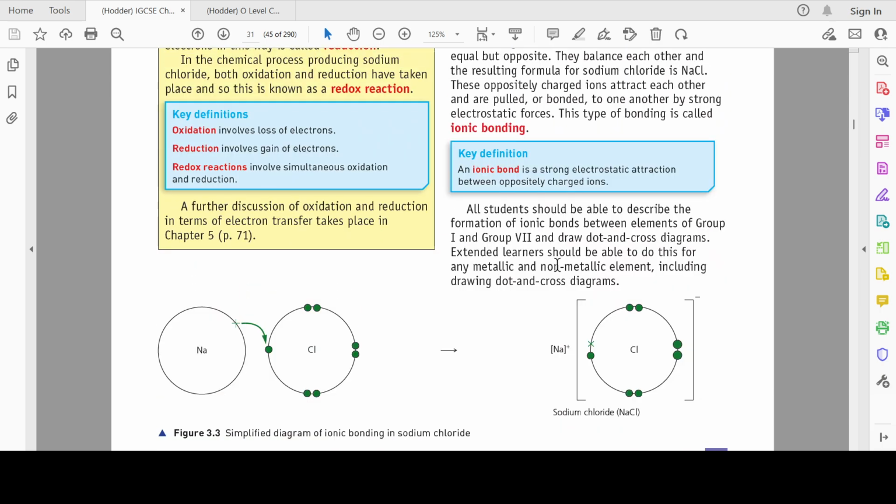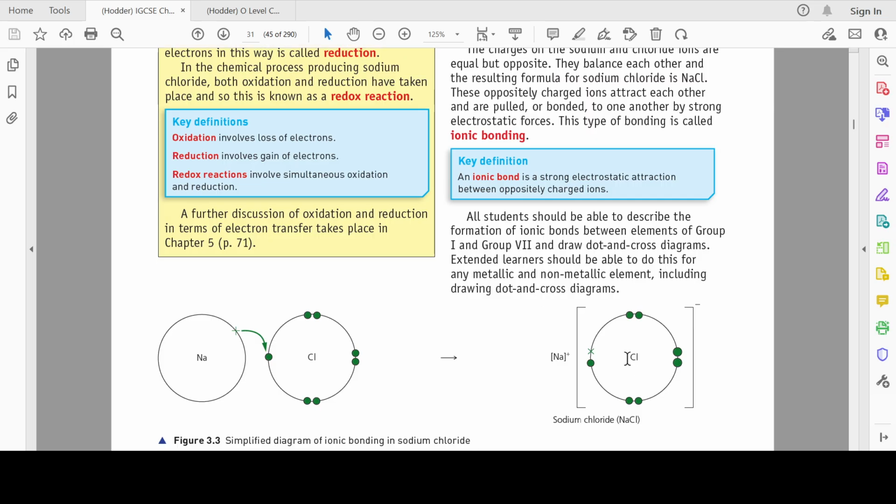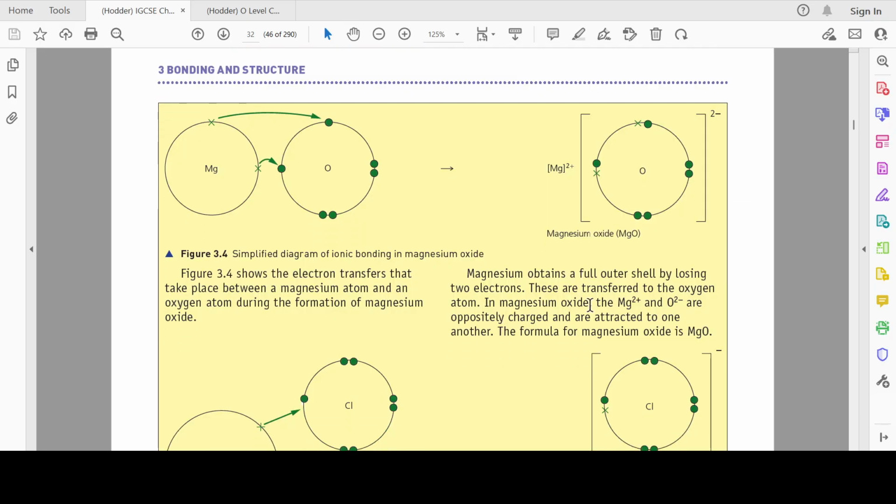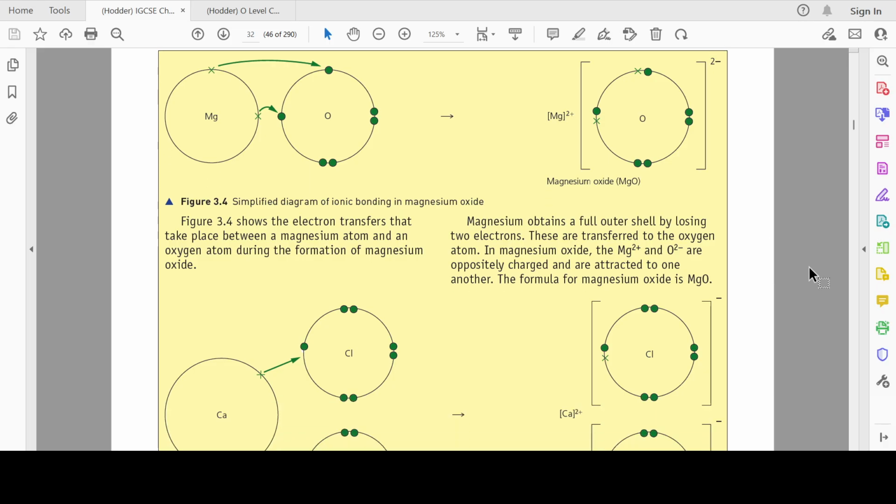So we've talked about sodium chloride, and they mention that extended learners should be able to do this for any metallic and non-metallic elements, including dot and cross diagrams. So that's something to practice, but as far as going over the content of the book and syllabus coverage, here's magnesium oxide. Again, magnesium is in group 2, that means it has 2 outermost electrons.